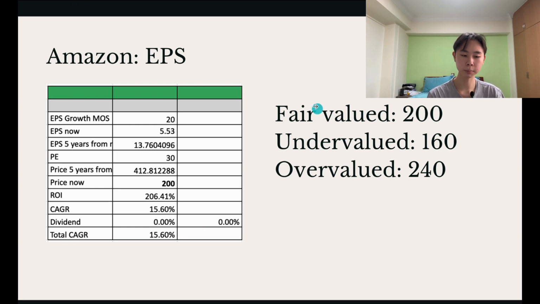So for me, I think this company is currently trading at fair value right now. Maybe I'm getting too overly bullish in terms of the growth estimate. So I think it is currently fair value right now. The undervalued range will be around $160, whereas the overvalued range will be at around $240.